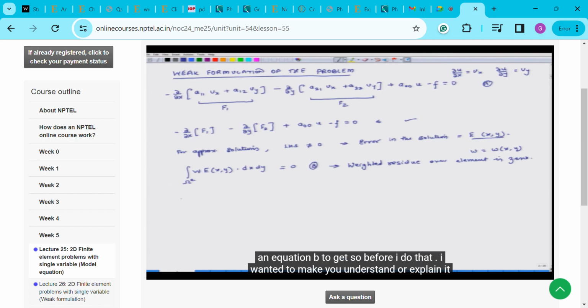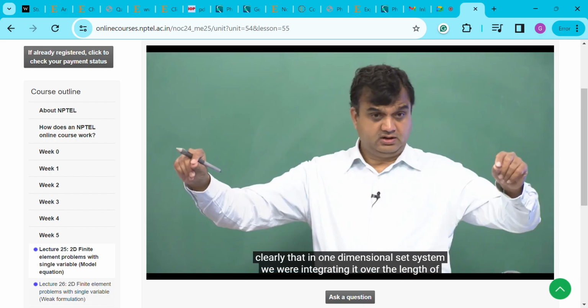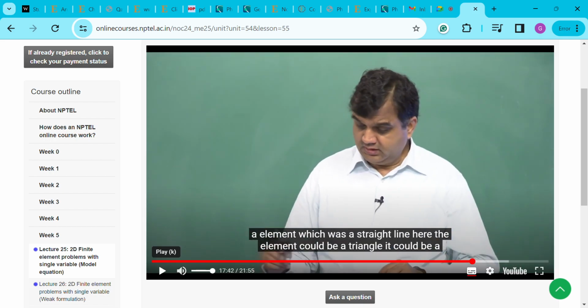So let's call this equation A and this equation B. Now what I do is I plug this equation into equation B to get the weighted residue over the element. Because the error is 0 at all the points, it will make you understand. In a one dimensional system we were integrating over the length of an element, which was a straight line. Even with FEA, there are different methods.